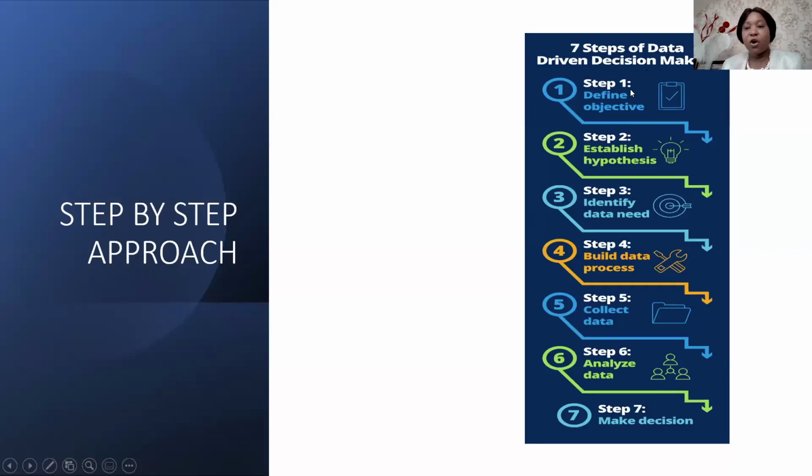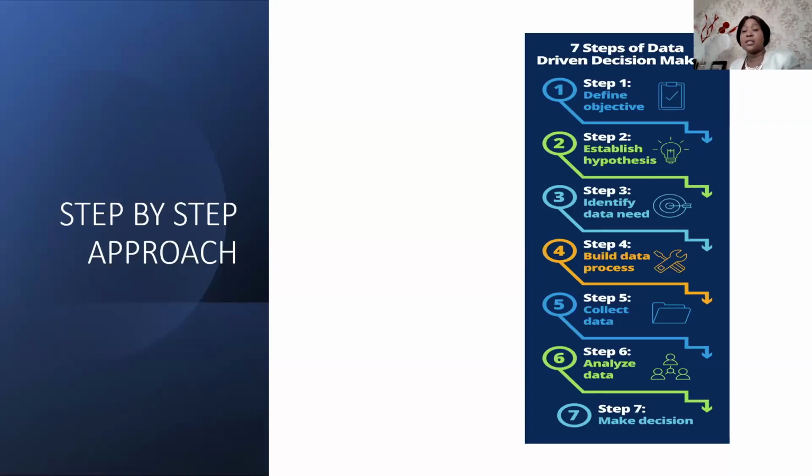Step 1, always define your objective or your vision or whatever. Then establish a hypothesis. You're like, I think my clients are not happy. This is coming from the fact that I'm seeing they've reduced over the years. They're just going down, down, down. The numbers are not as they used to be when I started the business. Then identify some data needs. How do I build the data? How do I collect my information?